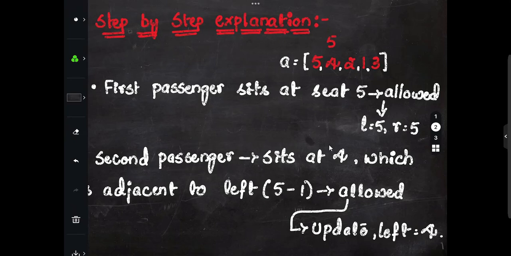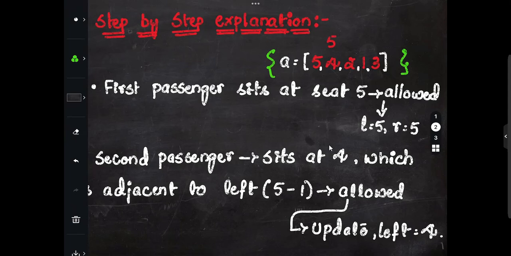Let's move on with the step-by-step explanation. The same example we are considering, A equals 5 4 2 1 3, which is of length 5. First passenger can sit anywhere. They have clearly mentioned this in the question. So the first passenger sits at seat 5.